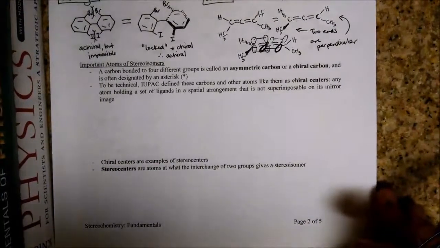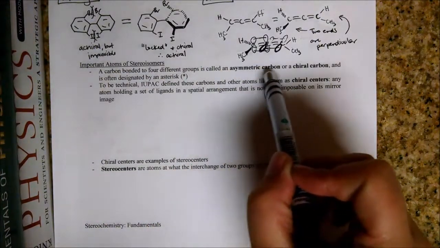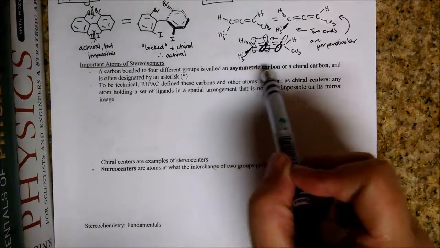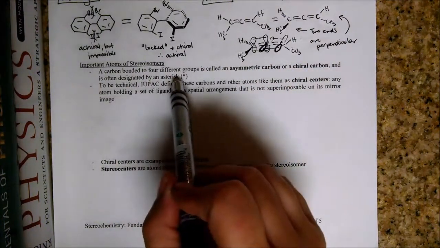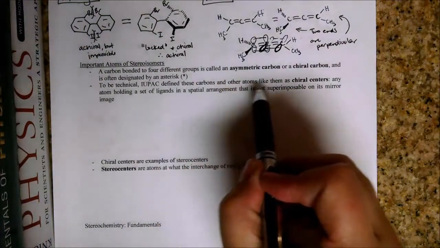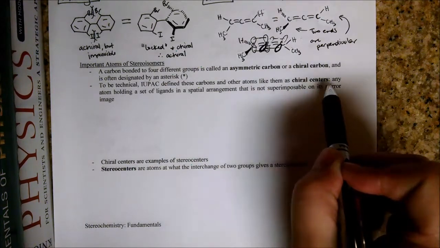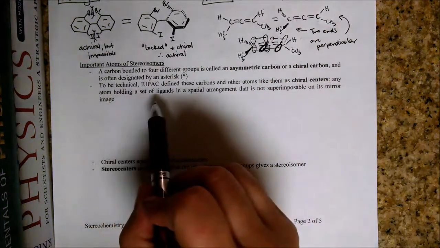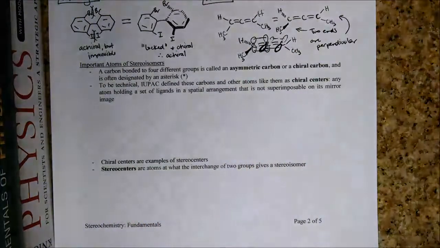One last topic, important atoms of stereoisomers. A carbon bonded to four different groups is called an asymmetric carbon. We're going to see these in a lot of our chiral compounds, and that's why they're also called chiral carbons. They're often designated by an asterisk or a little star. To be technical, IUPAC defined these carbons and other atoms like them as chiral centers. Their very specific definition is that chiral centers are any atom holding a set of ligands in a spatial arrangement that is not superimposable on its mirror image.